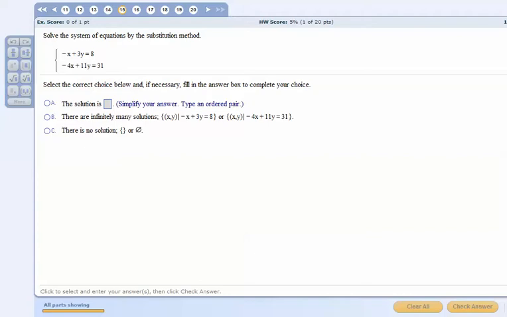Alright, in this example, let's look at solving a system of equations by the substitution method. We have the system negative x plus 3y equals 8 and negative 4x plus 11y equals 31.